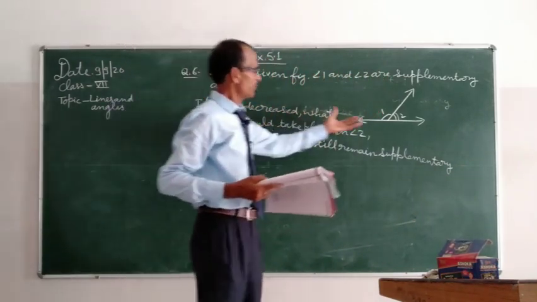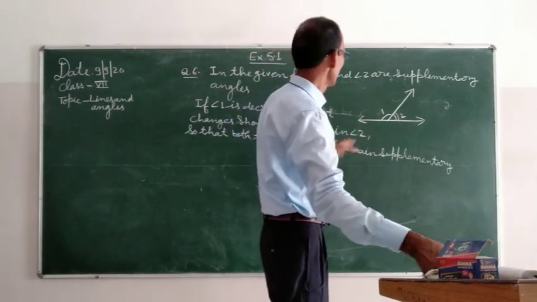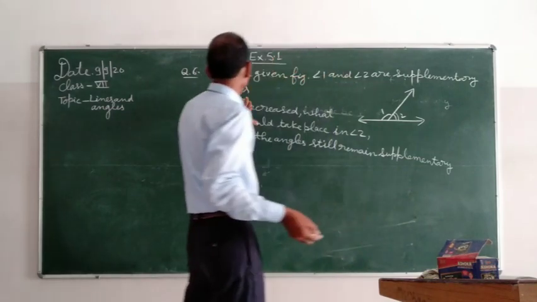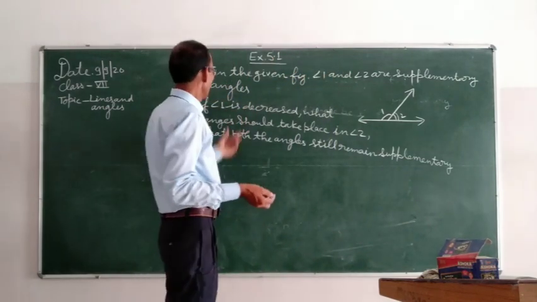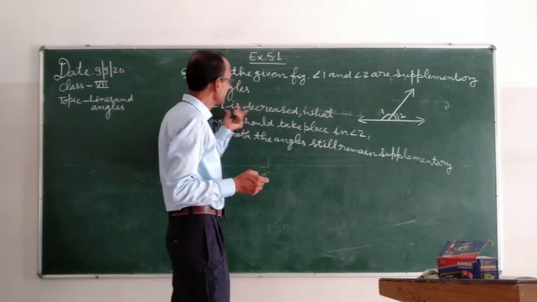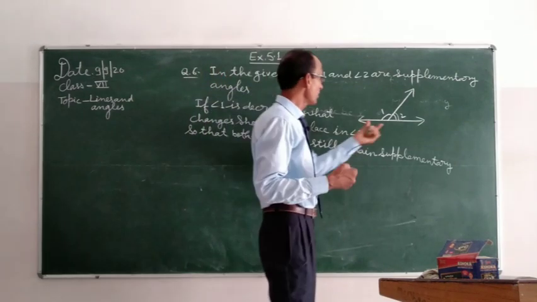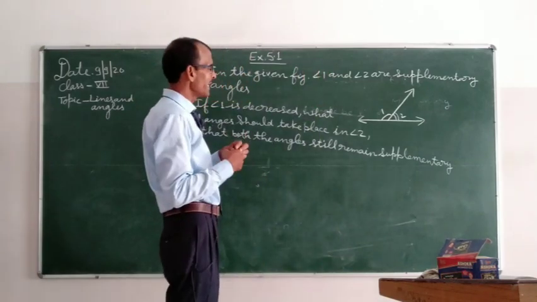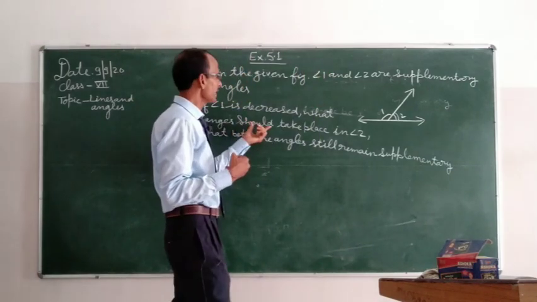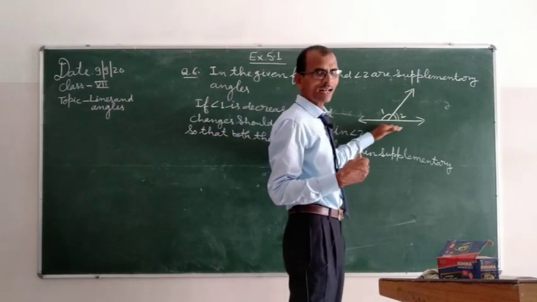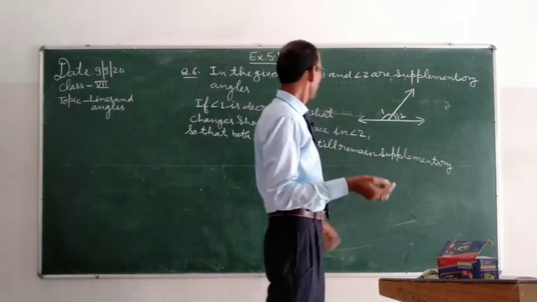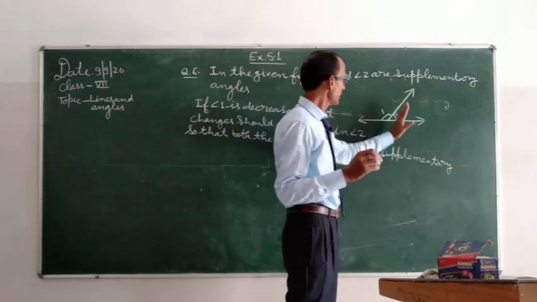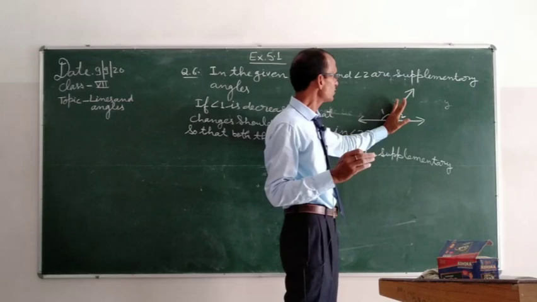Here the figure is given, angle 1 and angle 2, and we are asked if angle 1 is decreased. अगर एंगल 1 को डिक्रीज किया जाए तो एंगल 2 में क्या चेंज होगा कि दोनों सप्लीमेंट्री एंगल बने रहें. ओके, इफ एंगल 1 इज डिक्रीज, अगर एंगल 1 को डिक्रीज किया जाएगा तो एंगल 2 में क्या चेंज होगा?